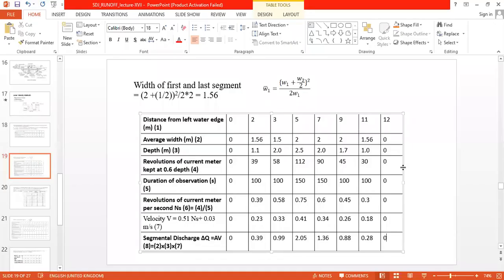Now just take the summation of delta Qs so that you will get the total discharge, that is 0.288 plus 0.88 plus 1.36 plus 2.05 plus 0.99 plus 0.39, that is 5.958 is the total discharge, you can say. So total discharge is a summation of delta Q, that is 5.958 meter cube per second.